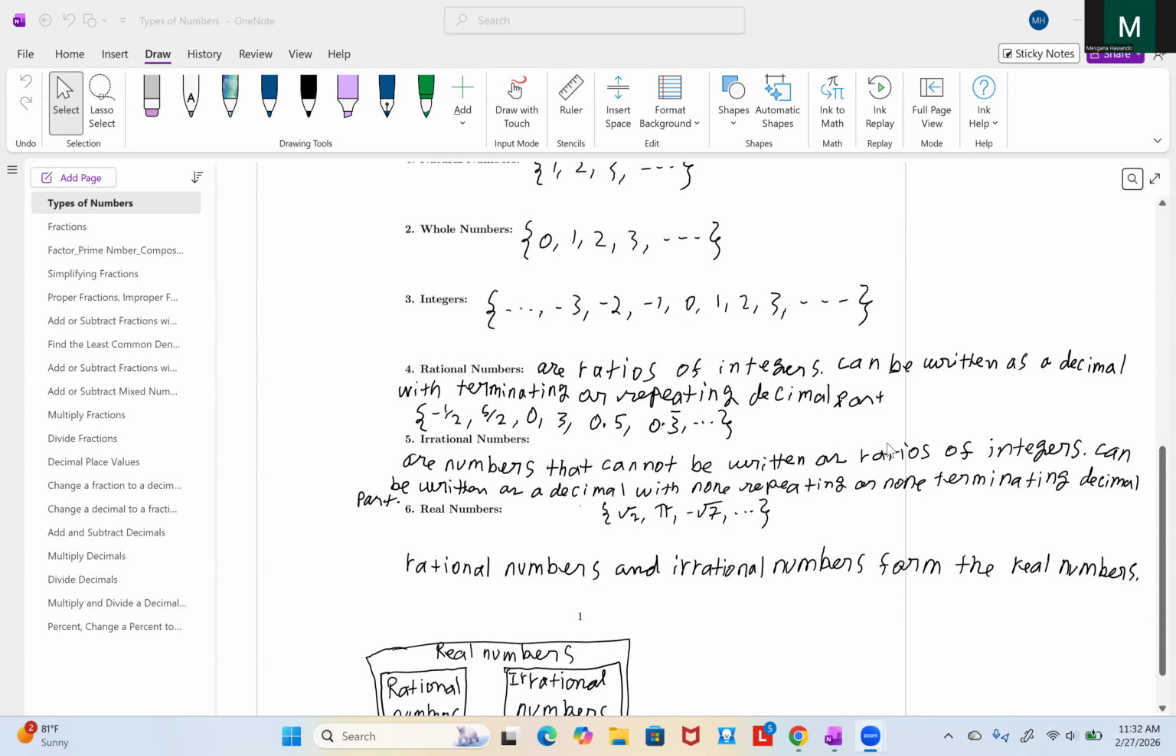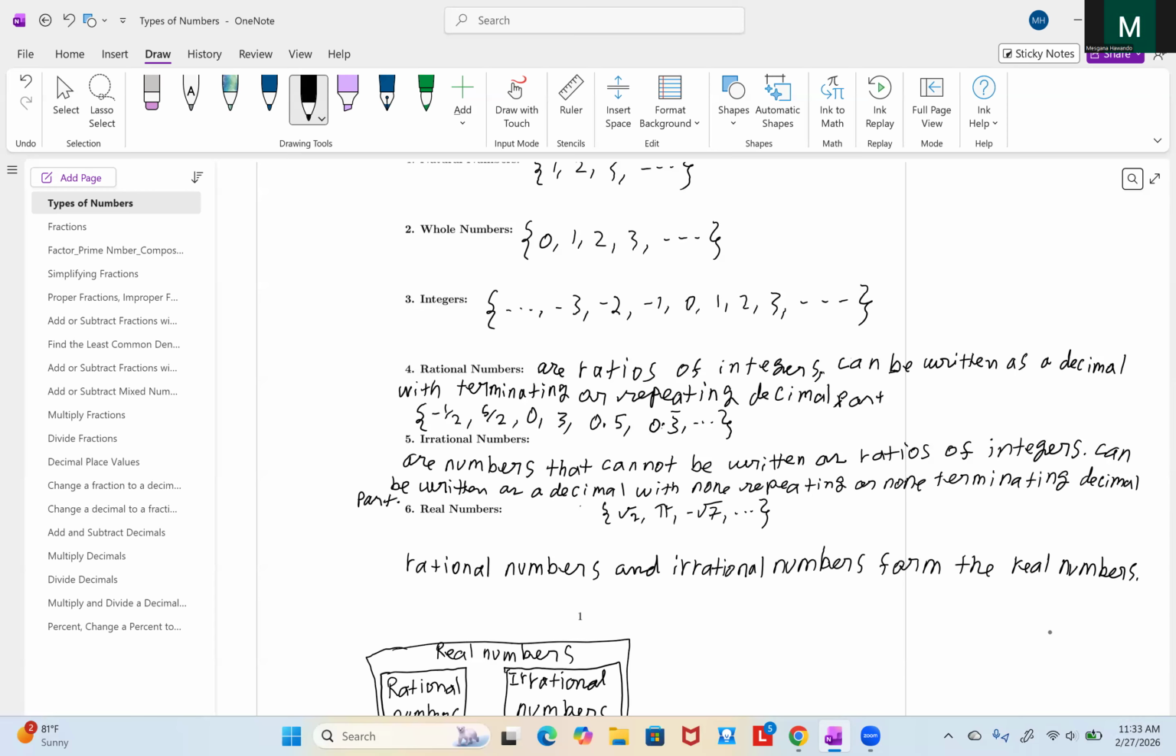Rational numbers are ratios of integers. It can be written as a decimal with a terminating decimal part or repeating decimal part. So examples of rational numbers: -1/2. This is a ratio of integers. The numerator is -1, which is an integer. The denominator is 2, which is an integer. So now we have ratios of integers.